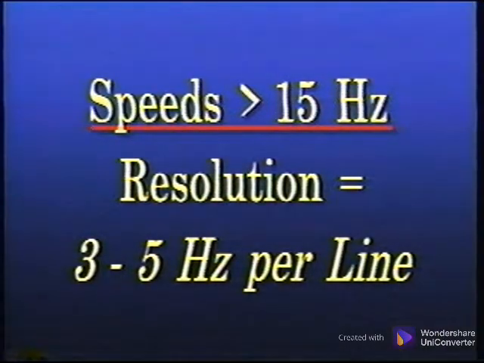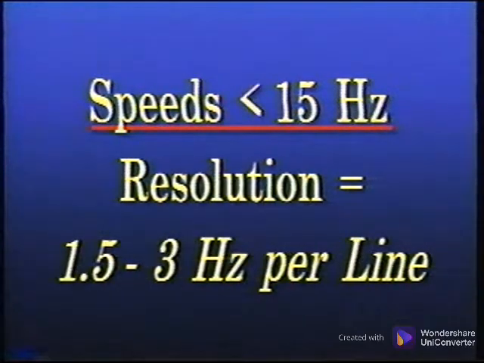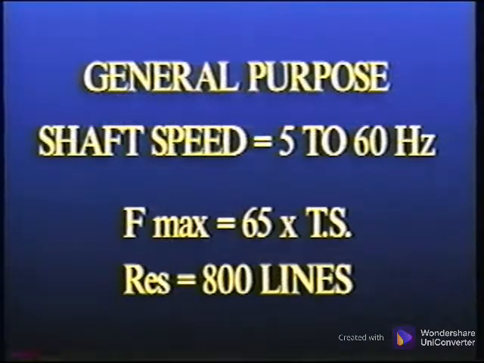When shaft speeds are above 15 hertz, defects can be found when the resolution is only 3 to 5 hertz per line. For bearing speeds below 15 hertz, the resolution should be 1.5 to 3 hertz per line. A general purpose maximum frequency, that is a good compromise for garden variety equipment without gears such as pumps, motors, fans, etc., is 65 times the turning speed with 800 lines of resolution.